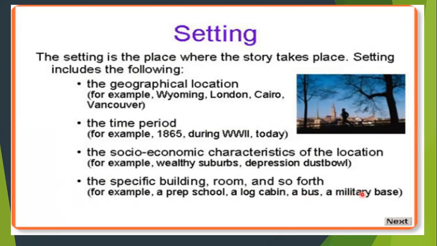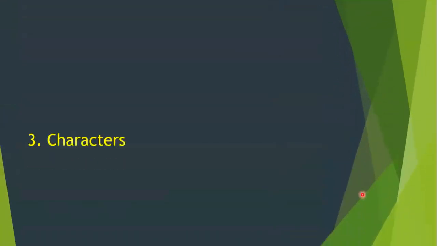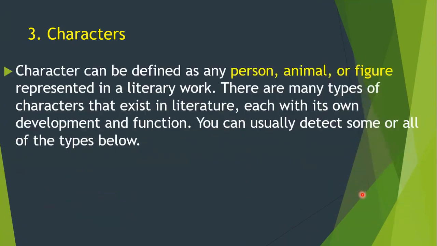So what kind of place do we have in the story? Number 3, the elements of fiction. The third element of fiction is characters. Characters can be defined as any person, animal, or figure. So the character could be a person, animal, or figure.